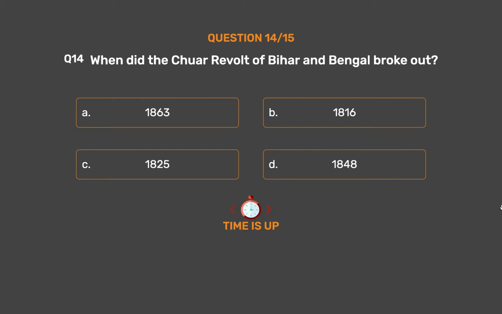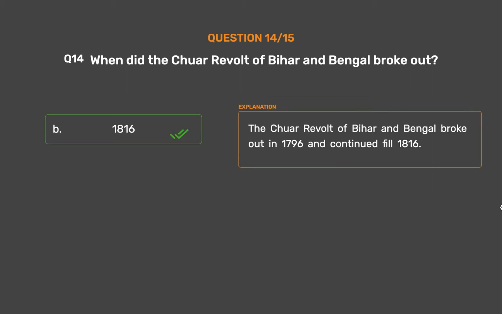The correct answer is option B, 1816. The Chuar revolt of Bihar and Bengal broke out in 1796 and continued till 1816.